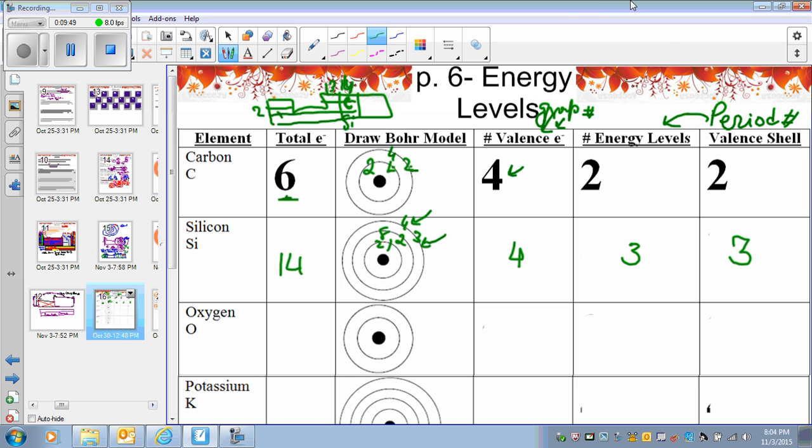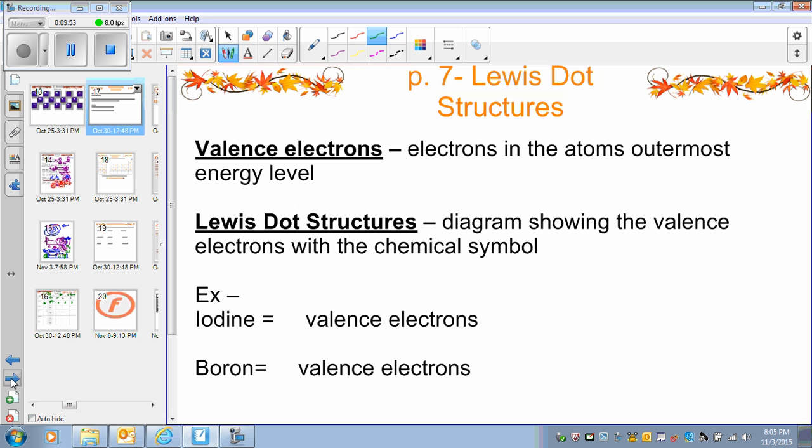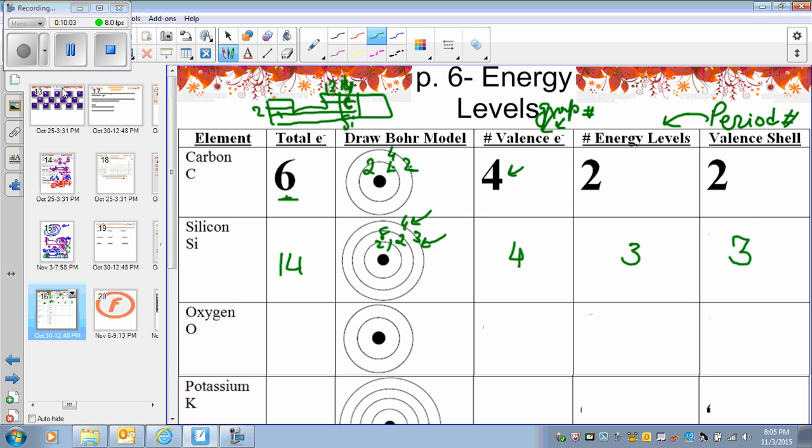So go ahead and complete this chart, complete this table, and then we move forward. Valence electrons are electrons in the atom's outermost energy level. Okay, and I will explain that next in another video. So let's complete the energy levels here and complete this page. Thanks.